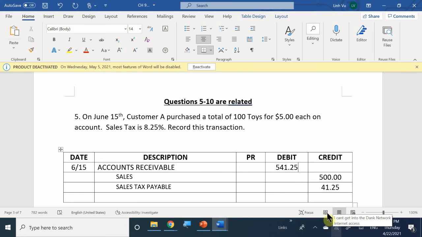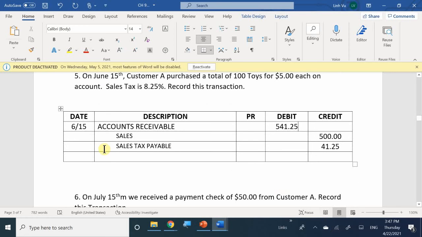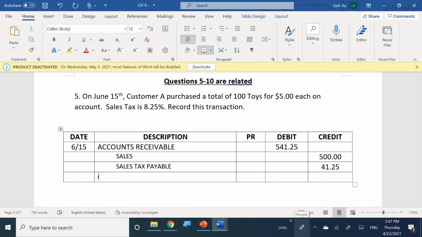541.25. Okay. So once again, I'm going to make a note here just so that I can verify that customer A purchased 100 toys. Again, we're not focusing on terms or anything like that. So in this case, or inventory itself, we're just focusing on the accounts receivable aspect. So in this case, we don't need to do anything else.